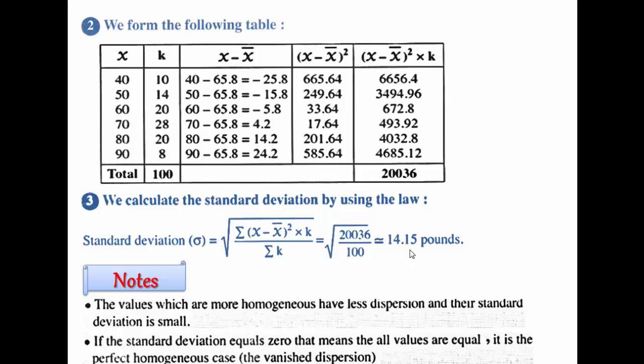The last note: if the standard deviation equals 0, that means all values are equal. It is the perfectly homogeneous case, the vanished dispersion.